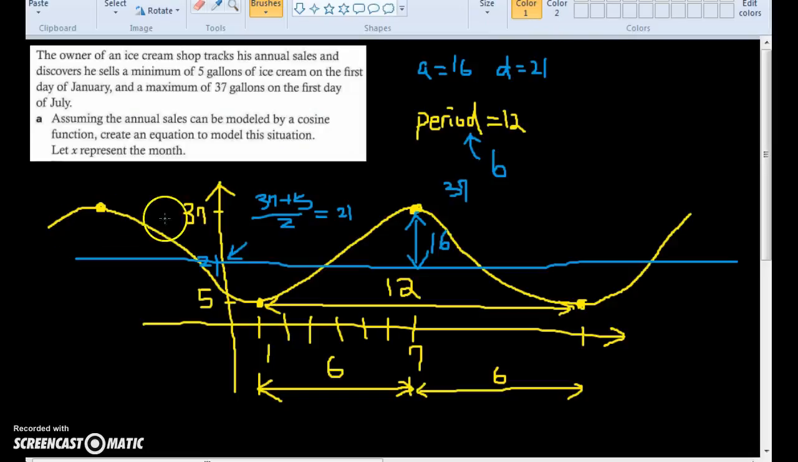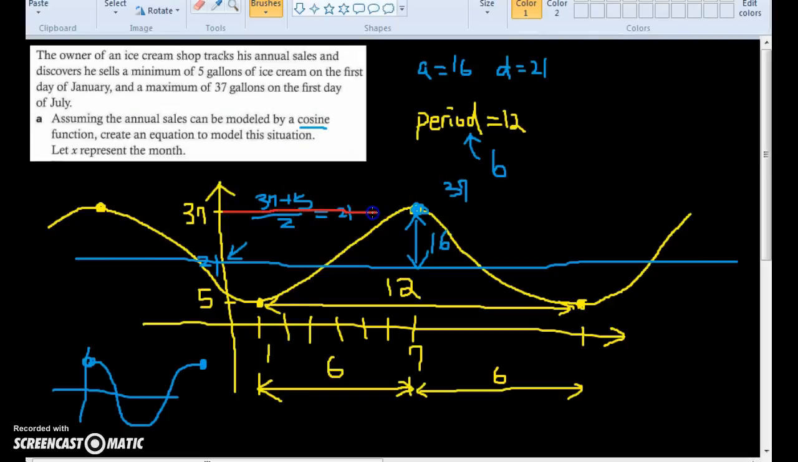If you think about this, the question wants us to come up with the equation using a cosine. A typical cosine graph has a maximum point when x equals 0, goes down, comes back up, and hits the maximum again. Right now my maximum point is here. How many units did we move? It was supposed to be there, but now it is shifted to the right by 7 units. So my C, let me use a different color.